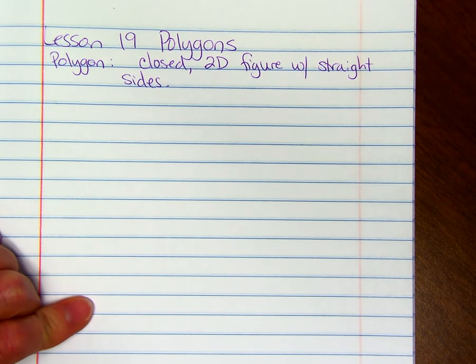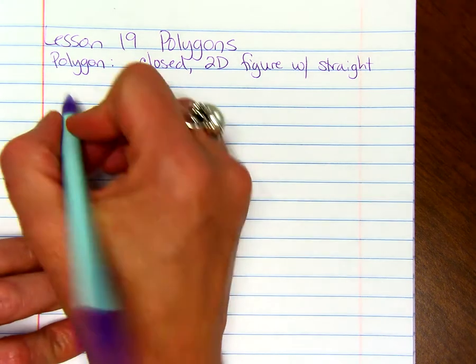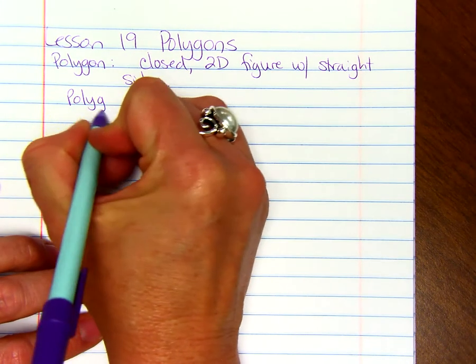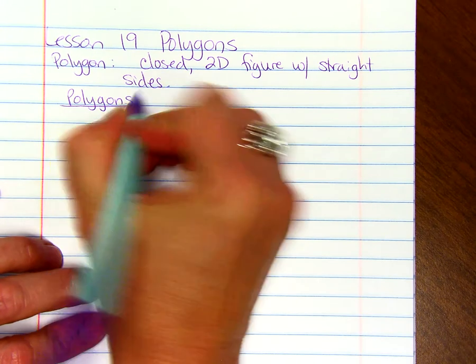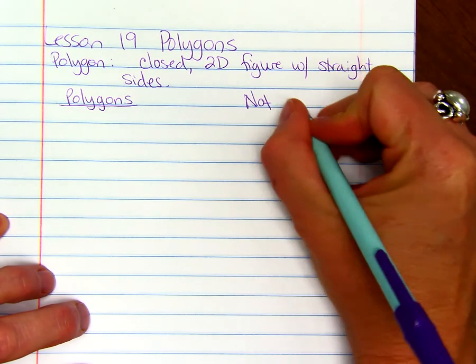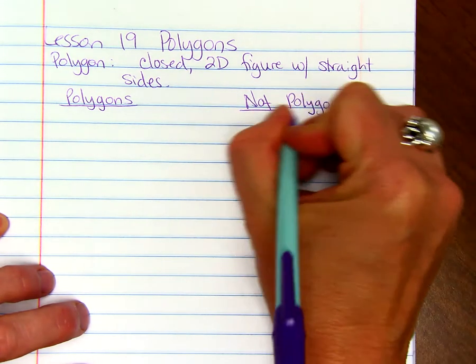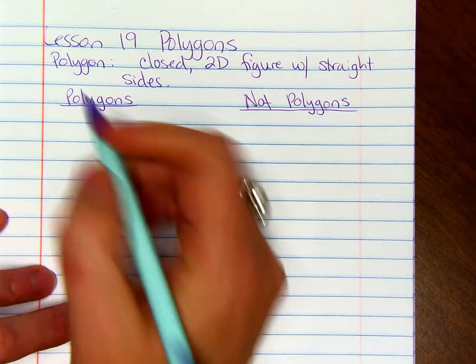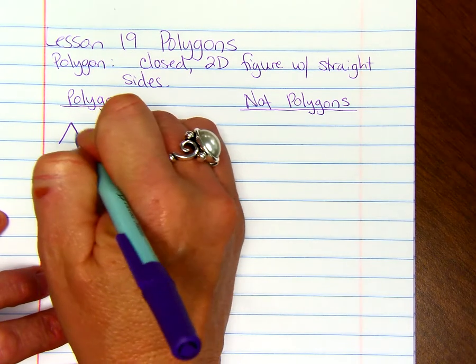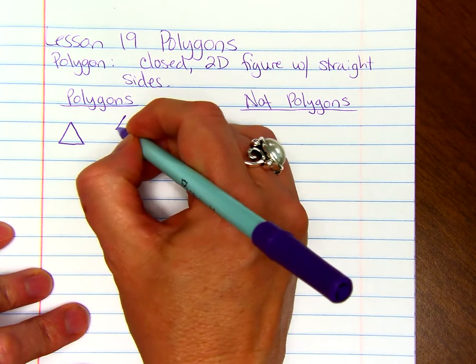So I'm going to show you some polygons and some non-polygons, so you can see examples of both. So we're just going to title this group that I draw here polygons, and this group over here will be not polygons. So here is a polygon, a triangle. It has all straight sides, it's closed, it's 2-dimension.